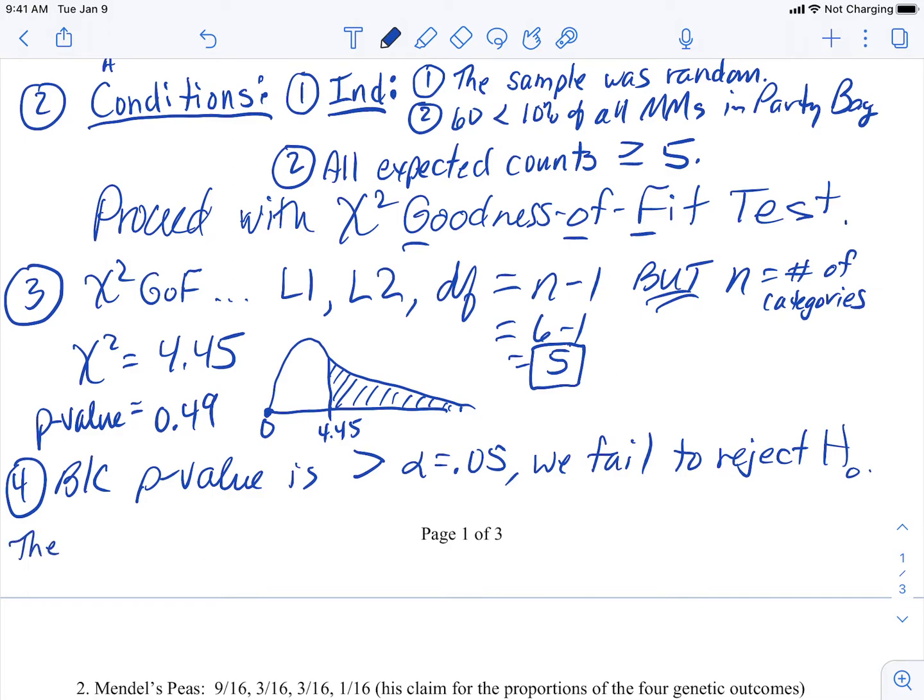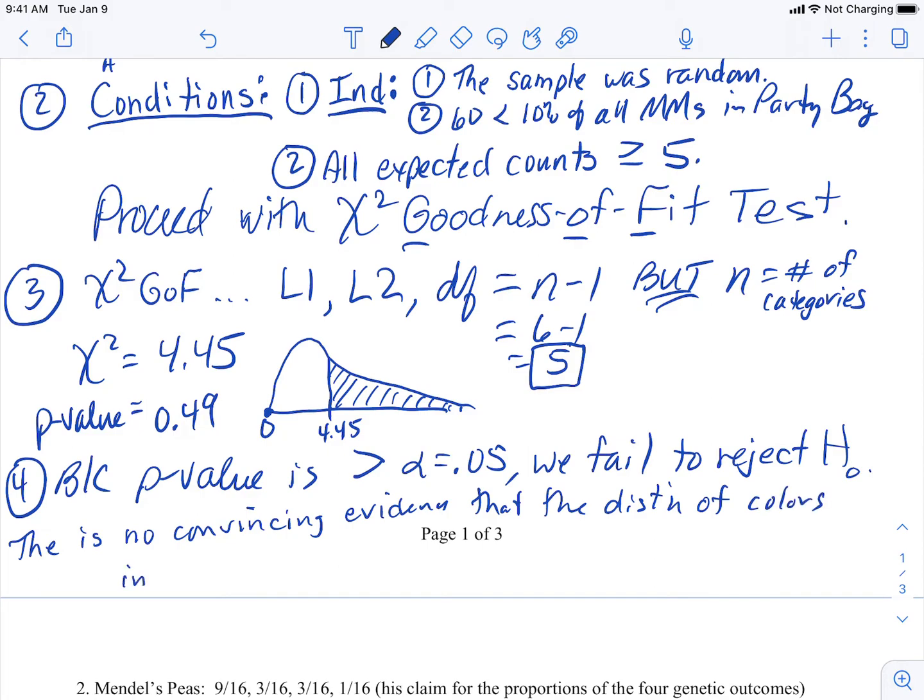So there is no convincing evidence that the distribution of colors, remember this is a test about distribution, there's no convincing evidence that the distribution of colors in this party bag are not as the company claims. Something like that. Now let's read that again to make sure it's right.